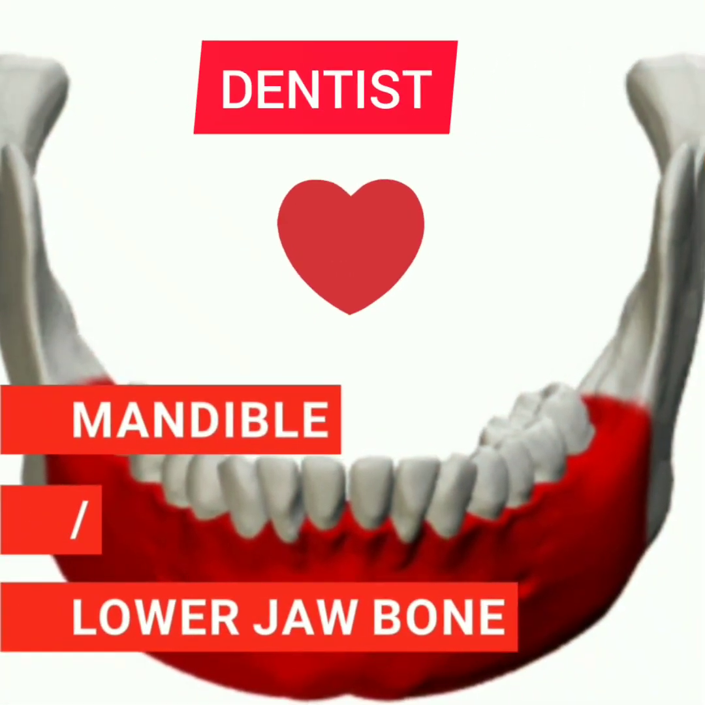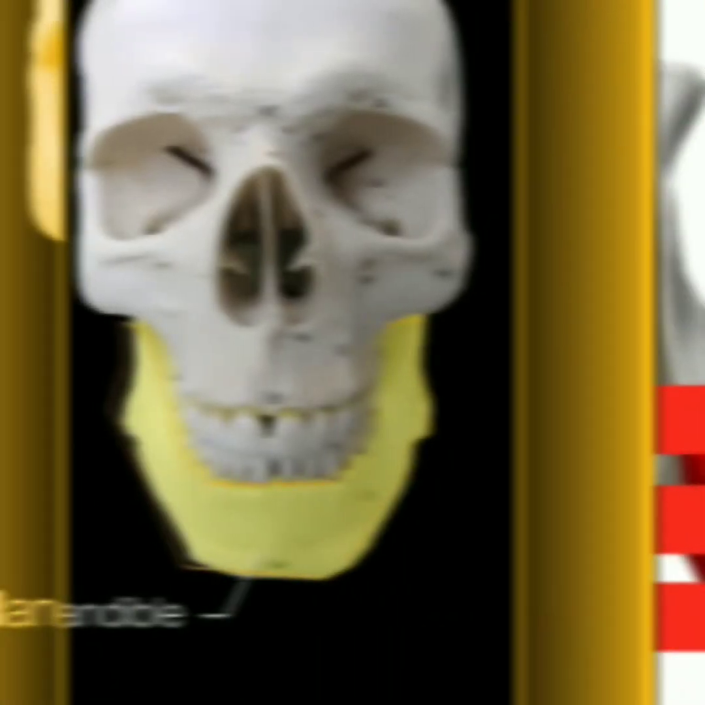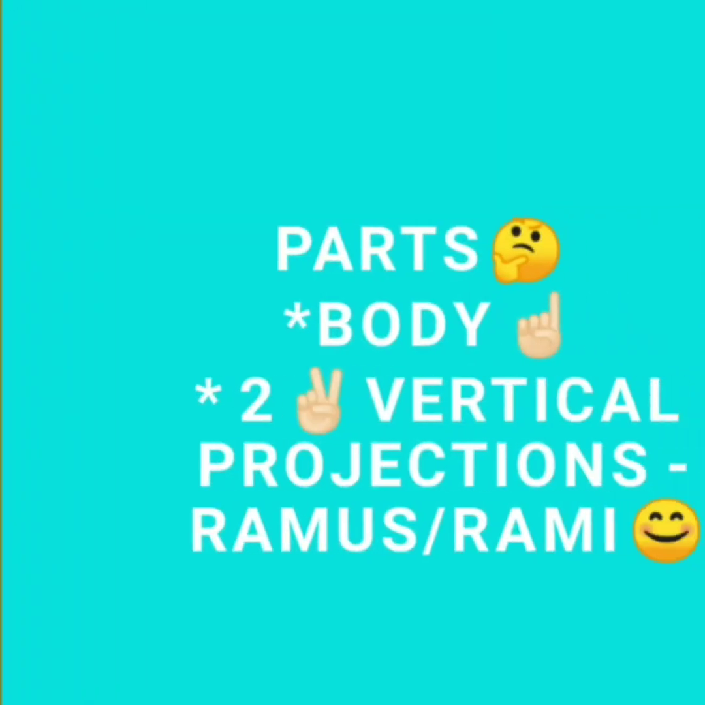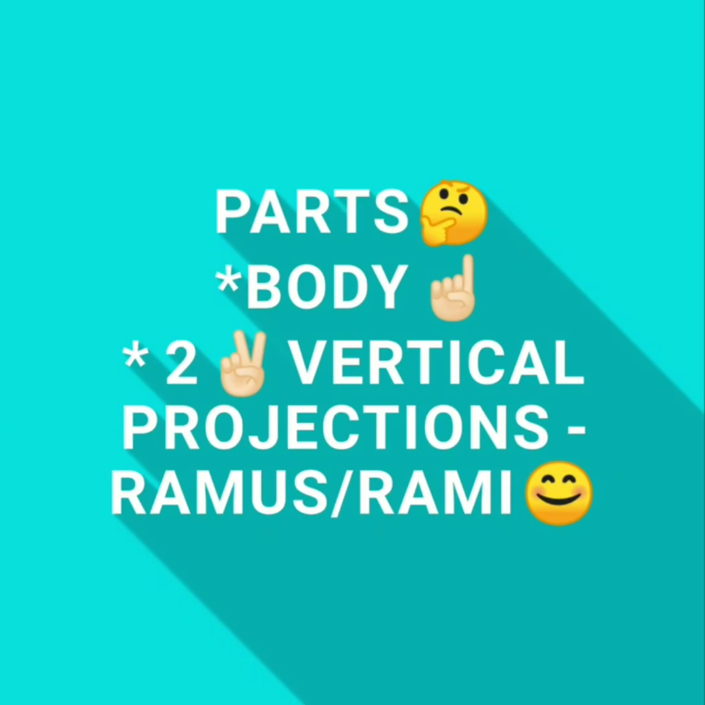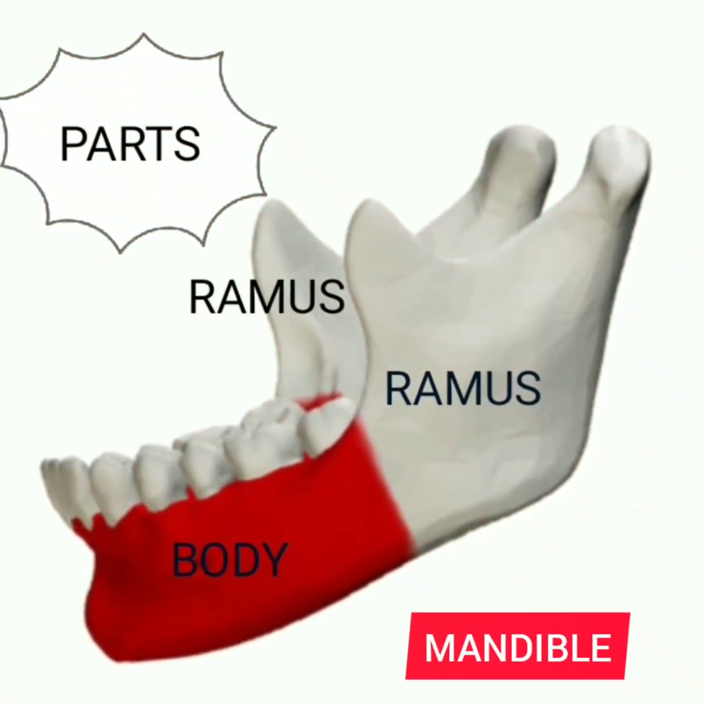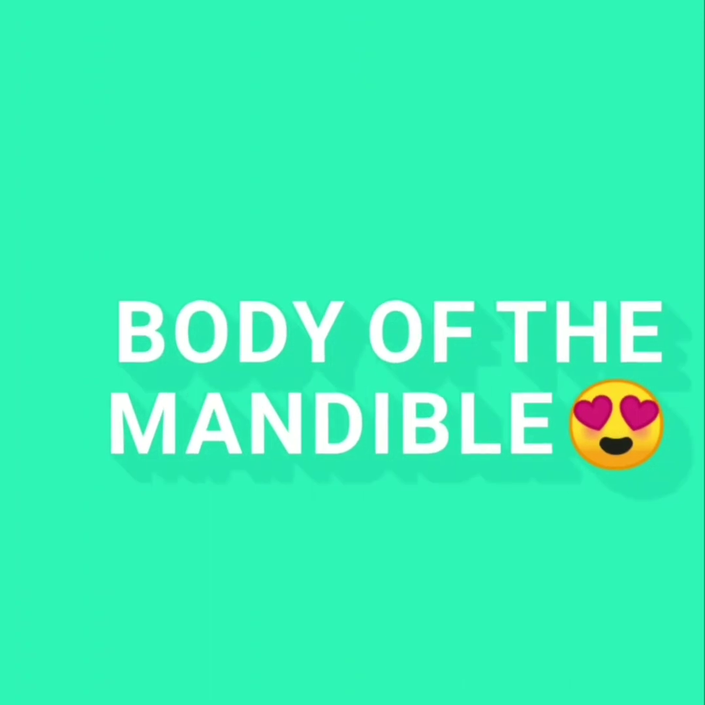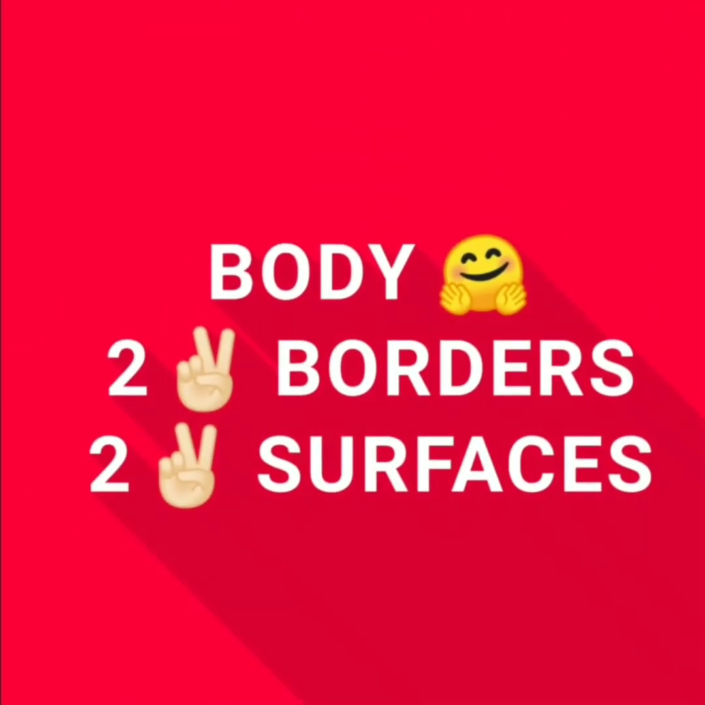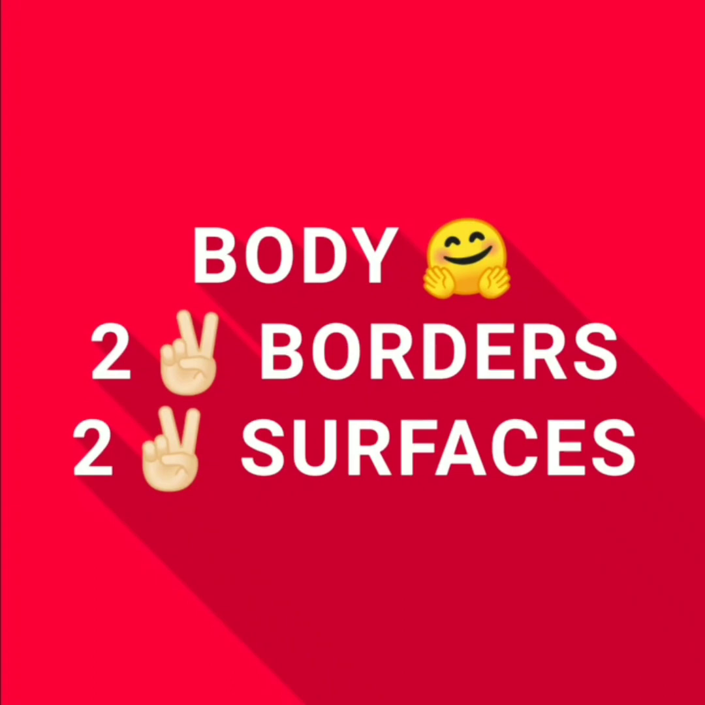Mandible, or the lower jawbone, presents two parts: a horseshoe-shaped body and two vertical projections called ramus. Plural, we call it rami. We see in detail about the body of the mandible, which presents two borders and two surfaces.